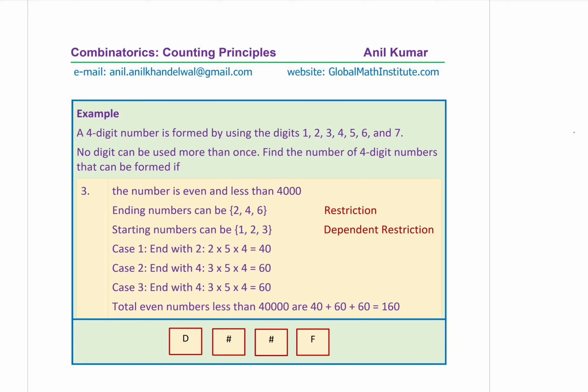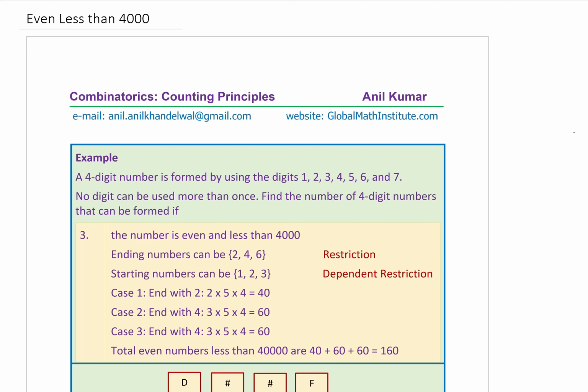So now, the number is even and less than 4,000, right? That is what we are now looking into. So let's see. The number is even and less than 4,000. That means the ending numbers are 2, 4, and 6, and the starting numbers are 1, 2, and 3. Now, important thing here is to understand what is our main restriction. Even numbers? Well, let's take that as our main restriction. So that means we'll first fill up the ones place, right? So ones place could only take these 3 items. So we'll start with the ones place.